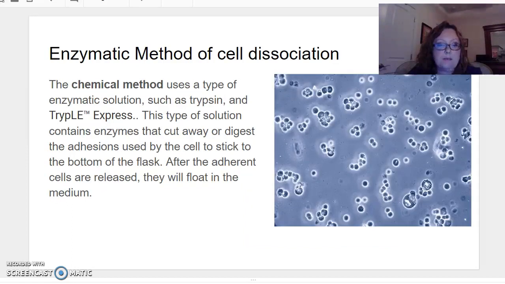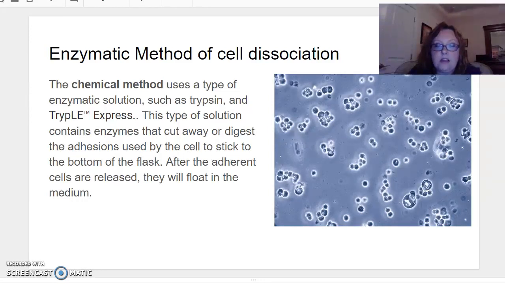That is the enzymatic method of cell dissociation. This is when we use trypsin for a certain time, or TrypLE Express. TrypLE Express is preferred by many scientists. It is more gentle than trypsin. With both, you have to wash off the cells, make sure you spin them down and put fresh media on them, or you will damage your cells.